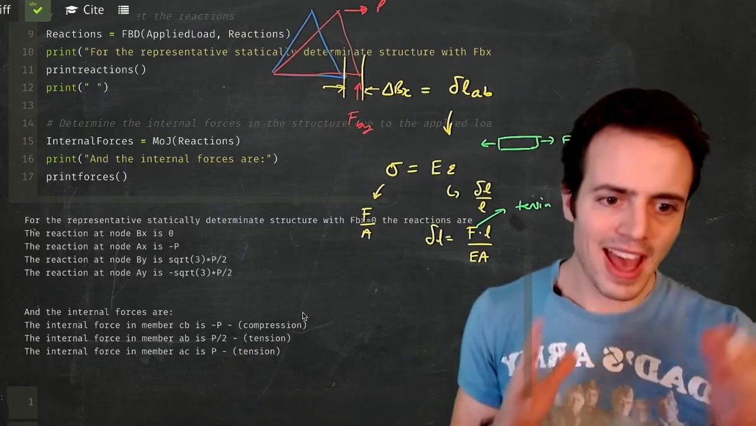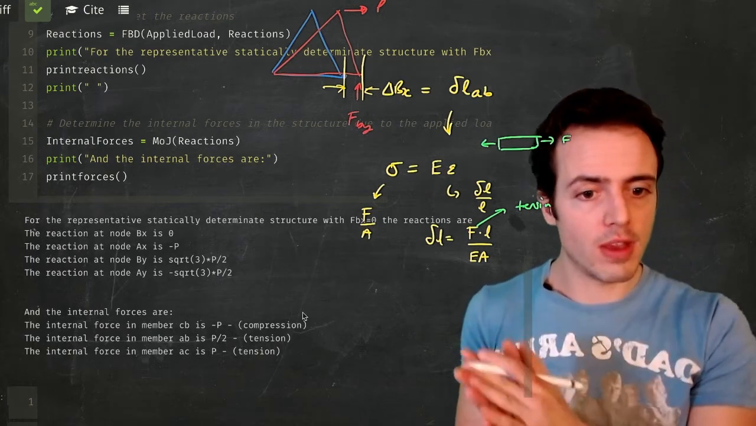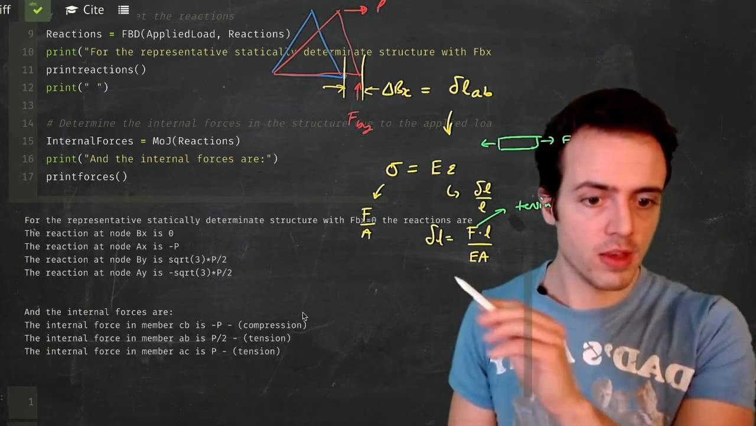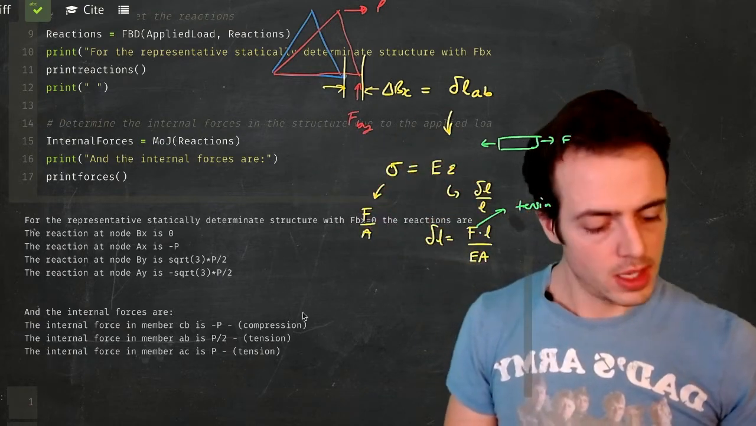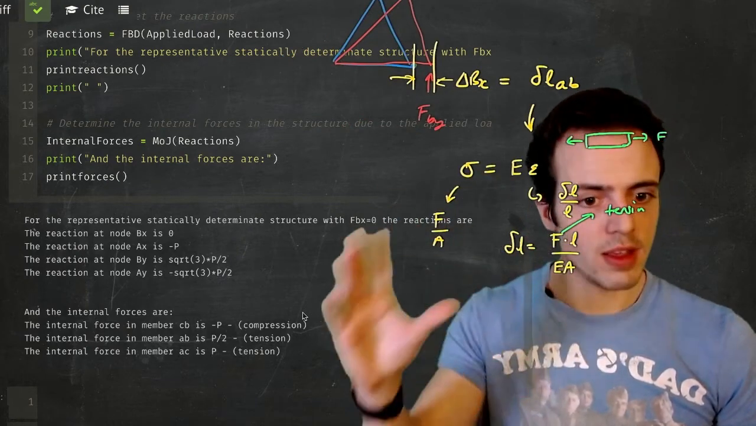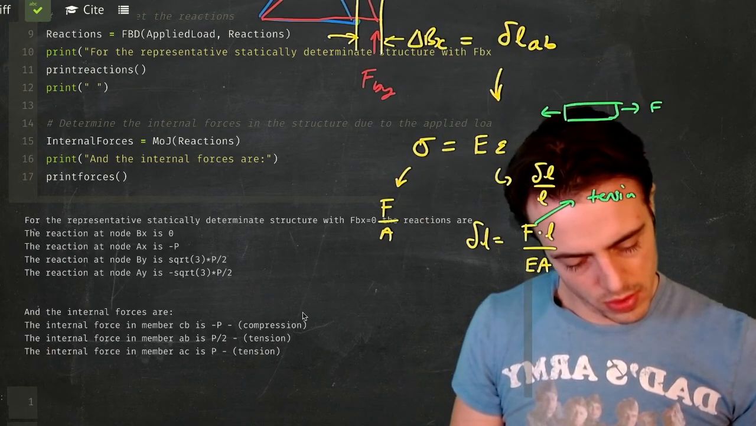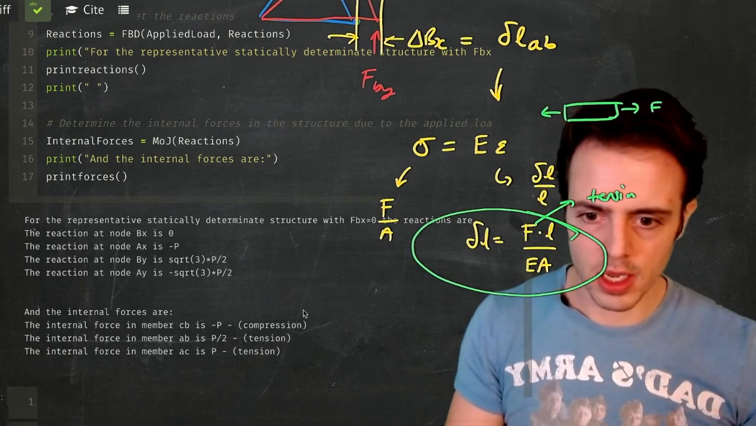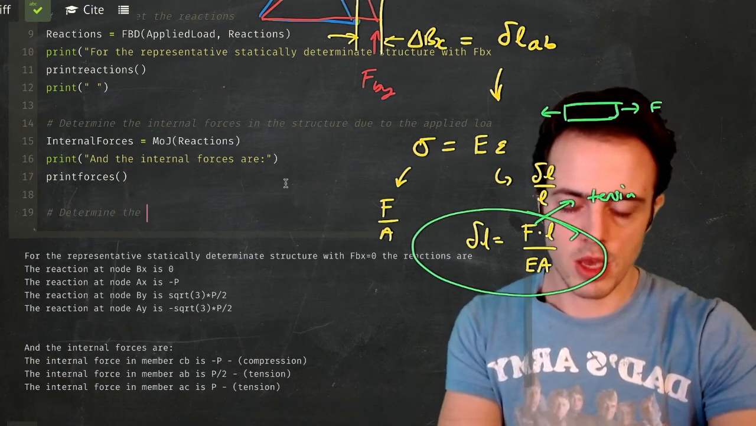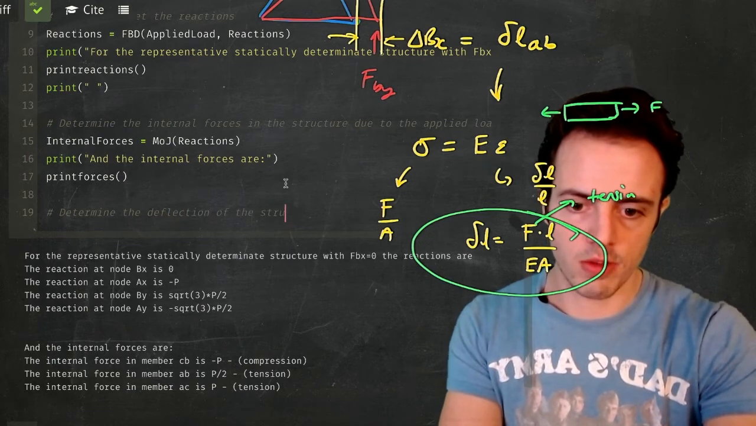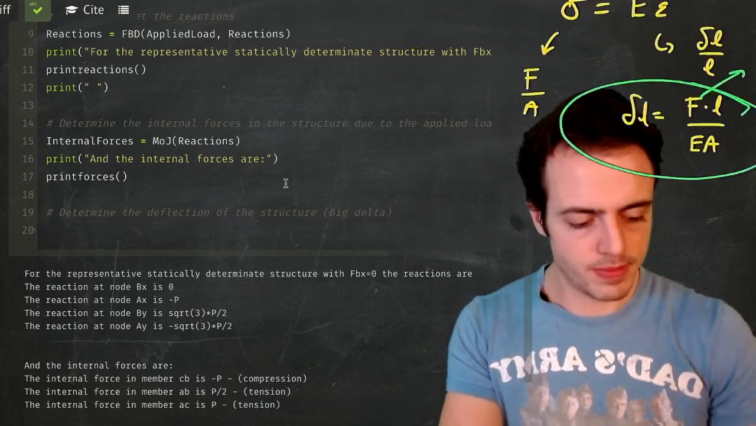Now we don't know what E, A and L are in the problem I gave them to you, but we actually don't need them to determine the internal forces because we can just leave this and we'll end up with the extension of this member being a function of E, A and L. And then we'll find that the second extension, when we push it back the other way, is also a function of EA and L. So we can determine this. I will just write this down here. Determine the deflection of the structure, which is big delta. I need to make some symbols for E, A, and L.